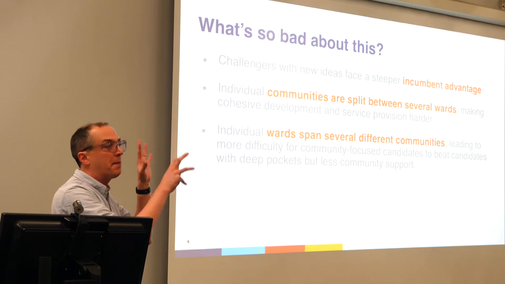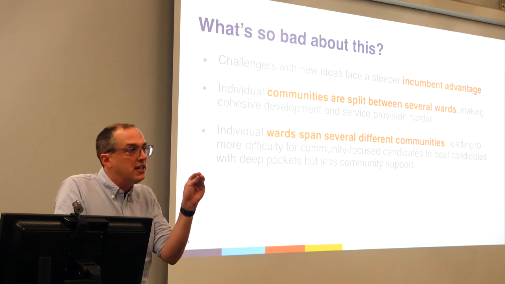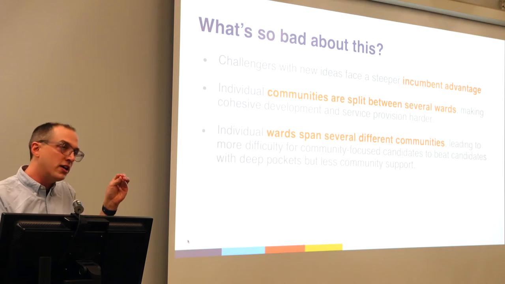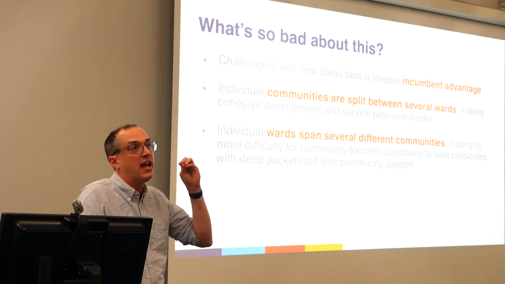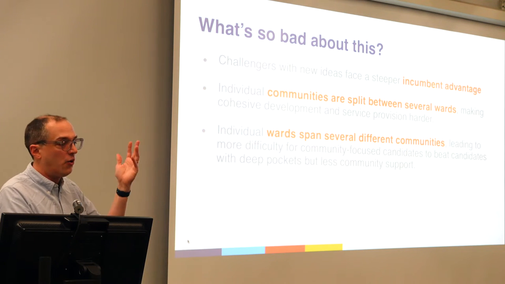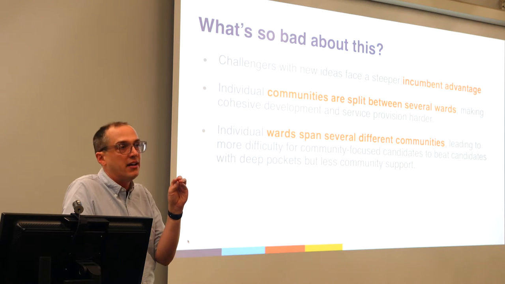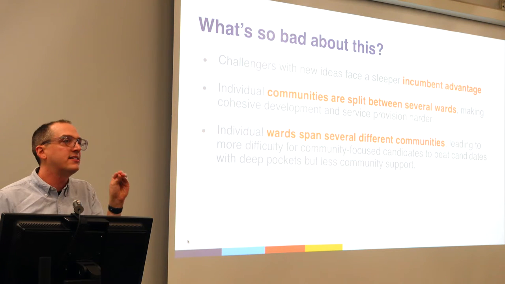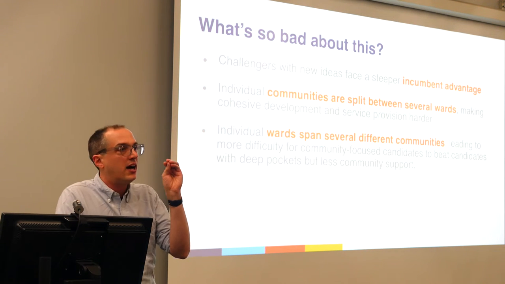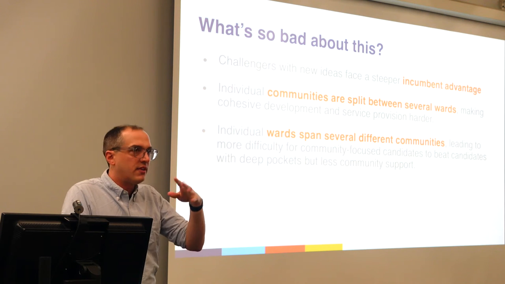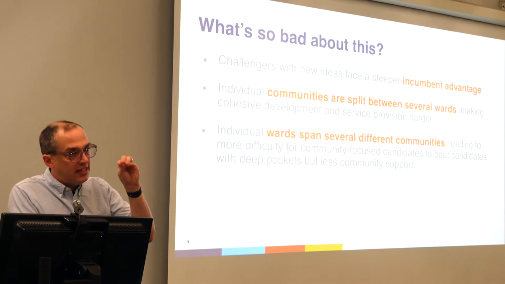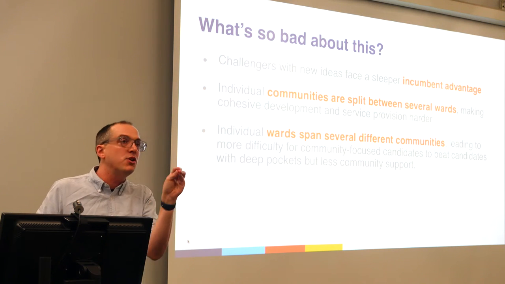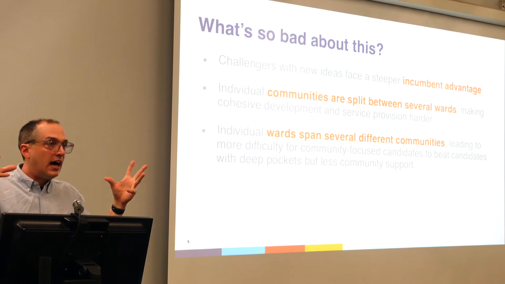When things get split up in these very ridiculous ways, individual communities are split into several different wards. So if I have one community that is centered around, say, Lincoln Yards, or some potential gigantic redevelopment effort, but it gets split between two, three, four different wards, those people cannot necessarily rally around a community advocate that could say, no, what this community wants is X. They can't do that because that one specific community has been split among several wards.